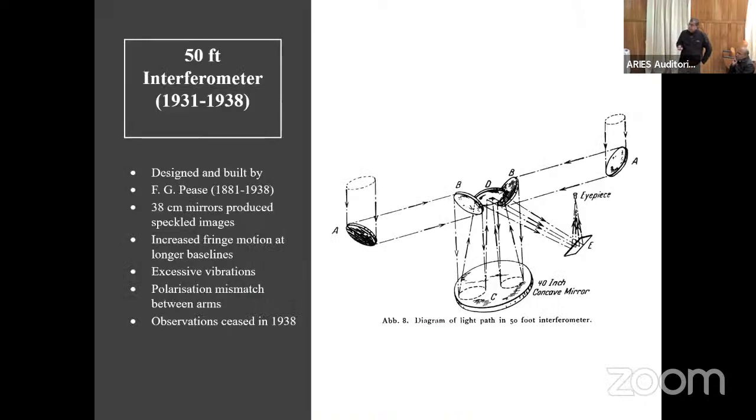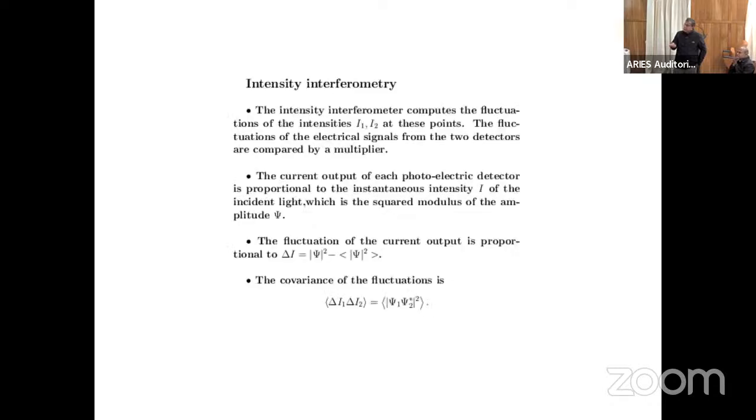Later on, he continued to do this experiment, and then they made a 50-meter baseline, this kind of structure, and they could resolve another 6 stars. That is the end of Michelson stellar interferometry, 1930. Then the Second World War came, and nobody progressed. Then intensity interferometry came.